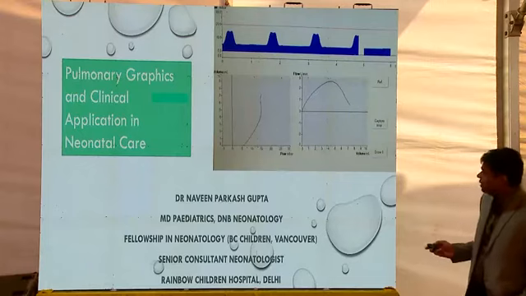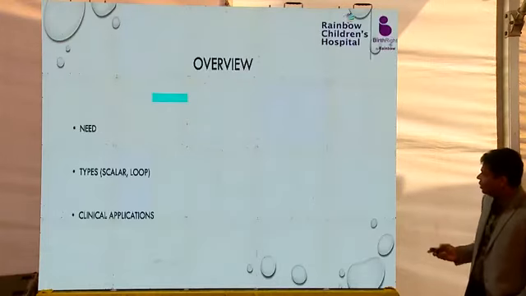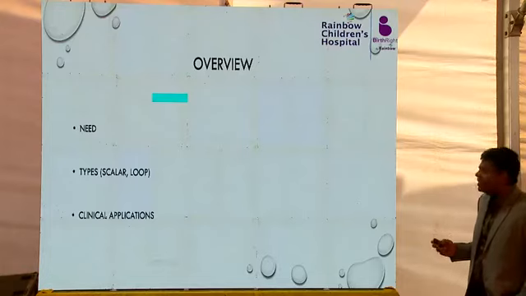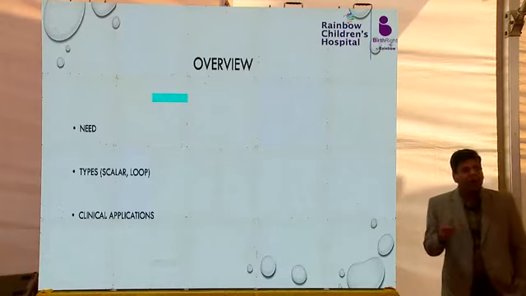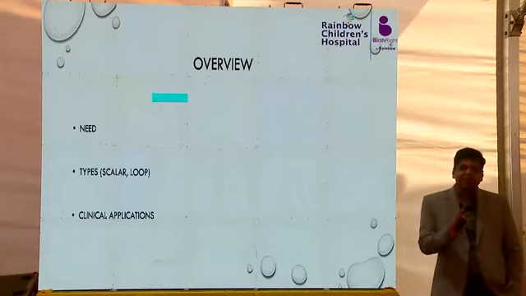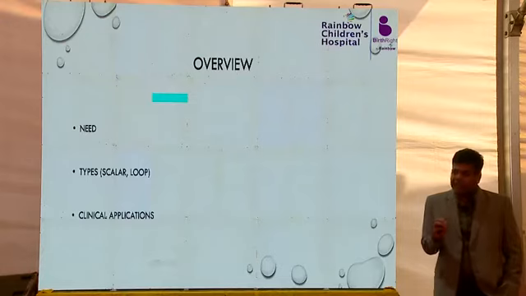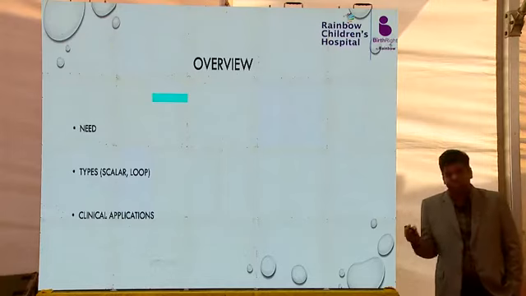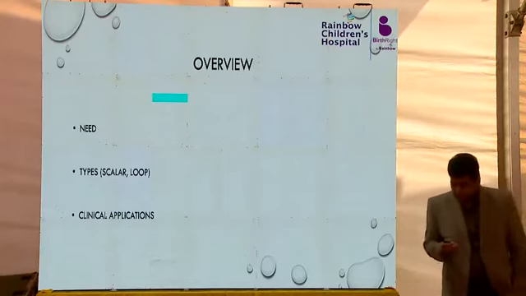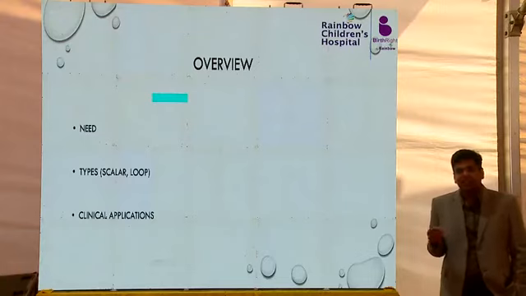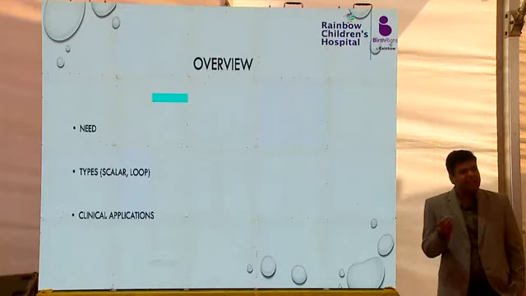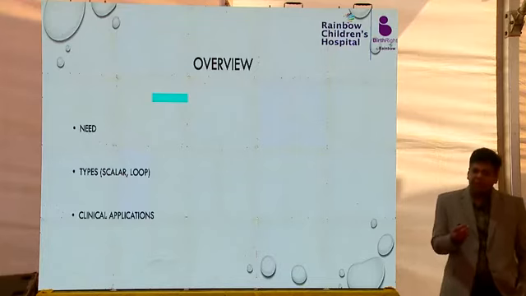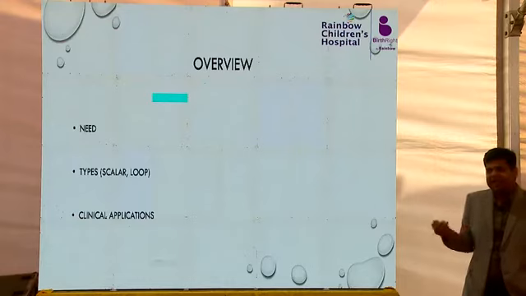Based on which we can say whether we are doing a good thing or not. It's not just that, it's about doing gentler ventilation. So nowadays ventilators are equipped with pulmonary graphics. How do pulmonary graphics help us in deciding whether whatever we are doing is right? That's the crux of this talk.